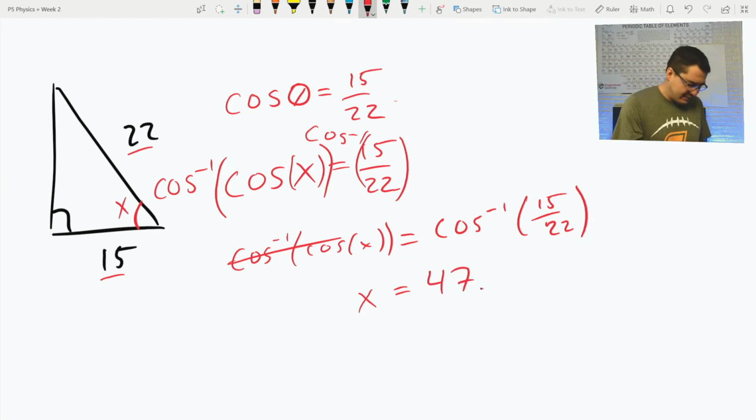So that's a 47.0 degree angle. So here's 47. 90 minus 47 is 43. So I now know those angles.